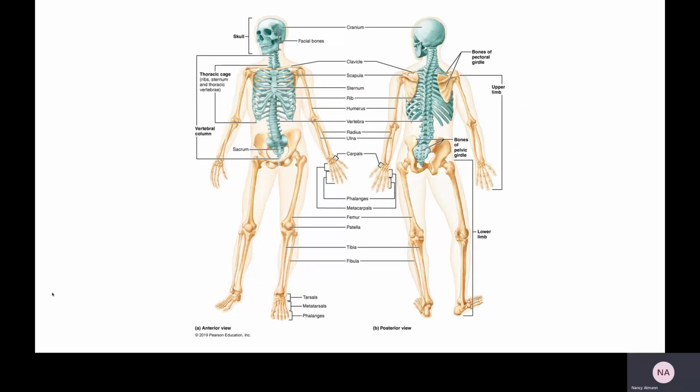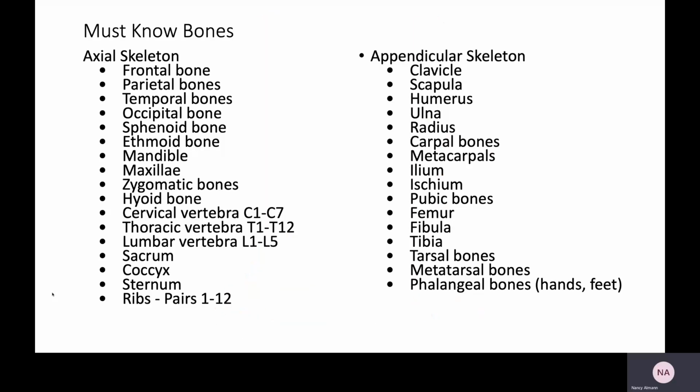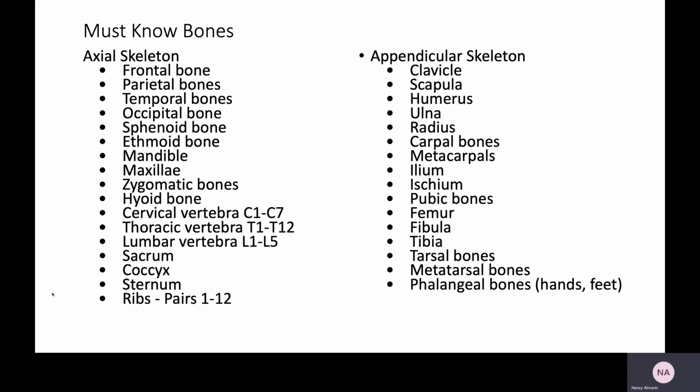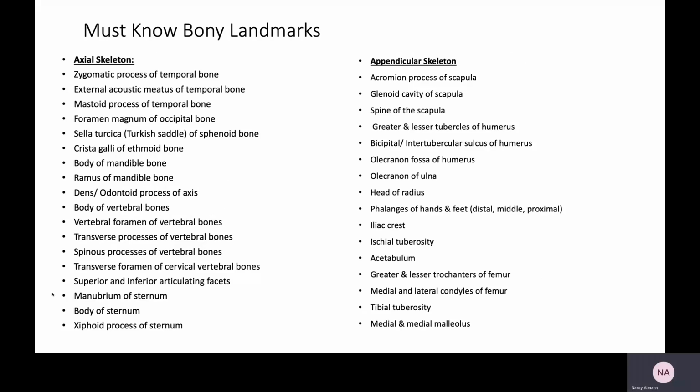This gives you an overview, and the bones that are pictured here are many of the bones that you need to know. You can see the axial skeleton is in greenish, and the appendicular skeleton is in whitish. This is a list of must-know bones, and this is a list of must-know bony landmarks. Both of these lists are posted in Blackboard separately, so you don't need to panic and say, oh my gosh, I have to remember these, I have to write these down. You have them in several places. They're in the lecture material, and they are also in the lab material, as well as in this key.